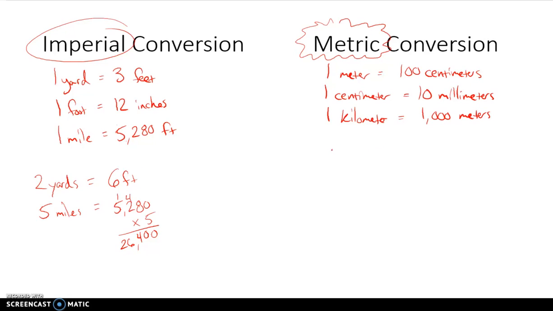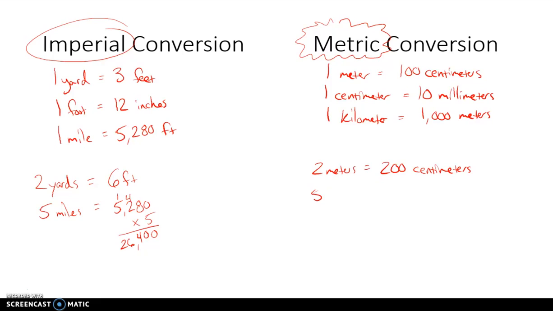Let's take a look on the metric side. On the metric side, say I want to know how many centimeters are in 2 meters. 2 meters equals how many centimeters? 2 times 100, oh, I can do that, 200 centimeters. Okay, that's easy enough.